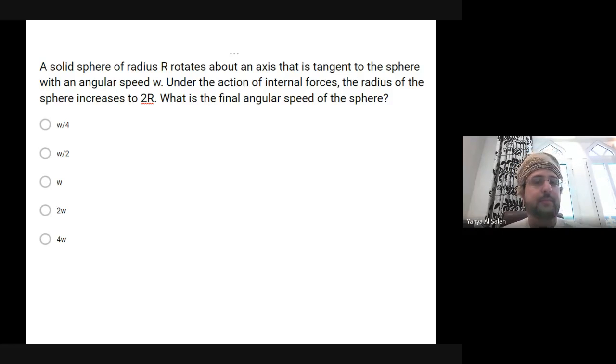Let's take a look at something. A solid sphere of radius r rotates about an axis that is tangential to the sphere with an angular speed omega under the action of internal forces. The radius of the sphere increases to 2r. What is the final angular speed of the sphere? Omega over 4, omega over 2, omega, 2 omega, 4 omega.